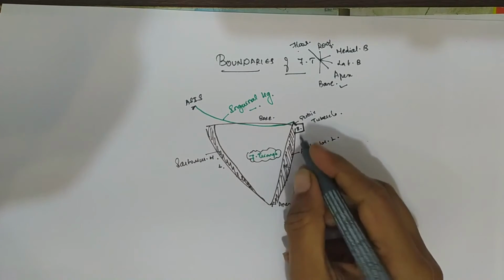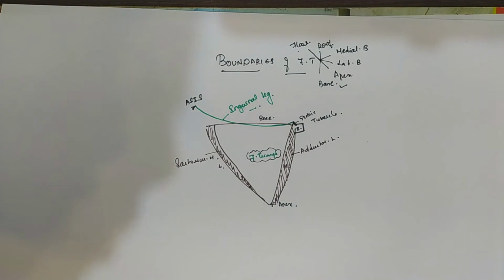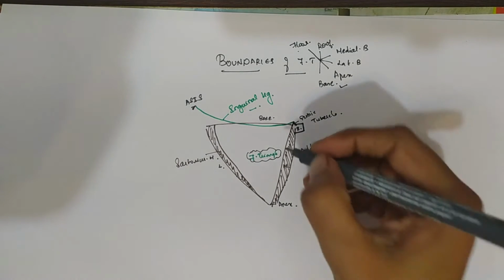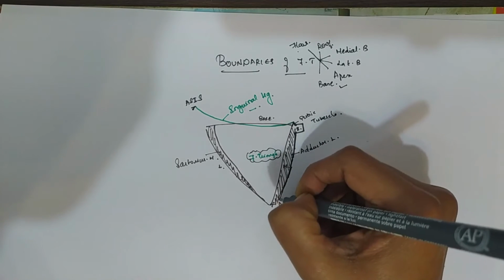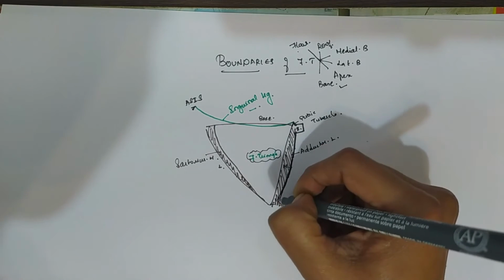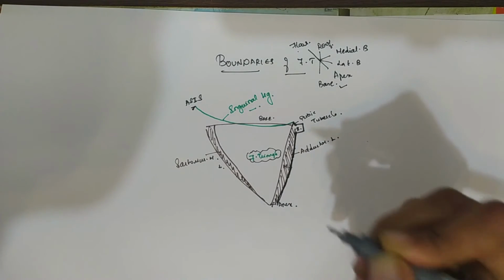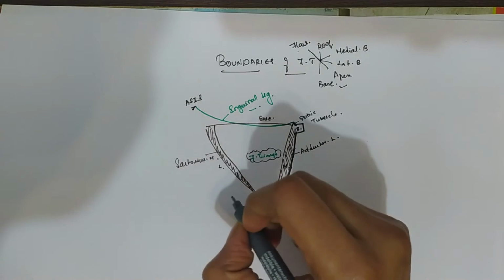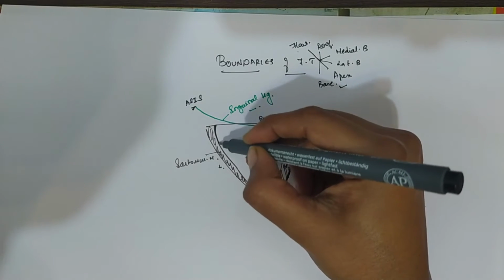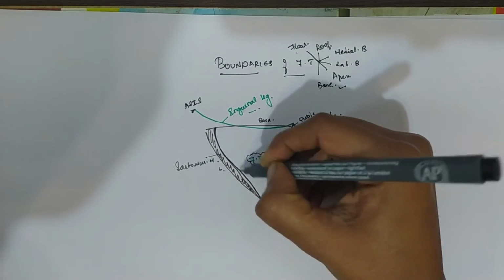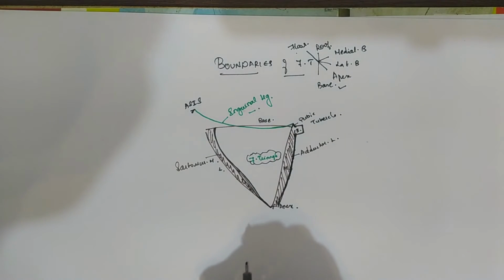So the medial boundary of the femoral triangle is contributed by the medial border of adductor longus. So this is the medial border of adductor longus, which is going to contribute to the medial boundary of the femoral triangle. In the same way, the lateral boundary is contributed by the sartorius muscle. In sartorius muscle, again we have got a medial border, and this medial border is going to contribute to the lateral boundary of the femoral triangle.